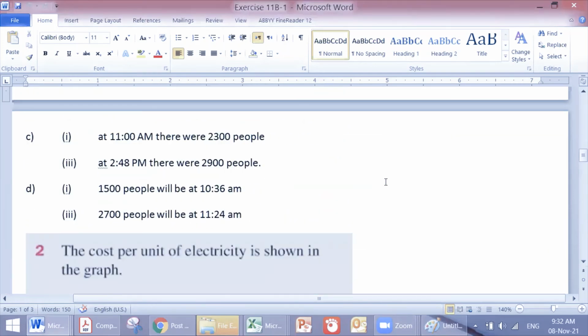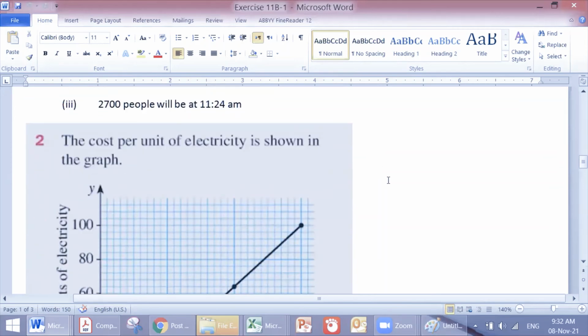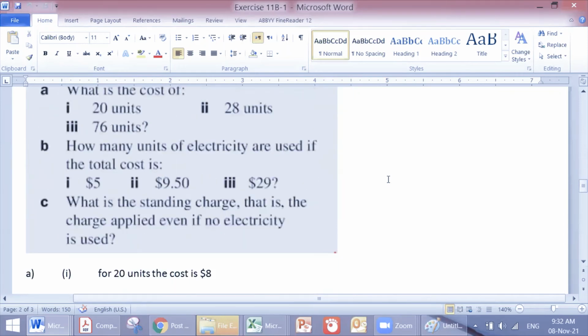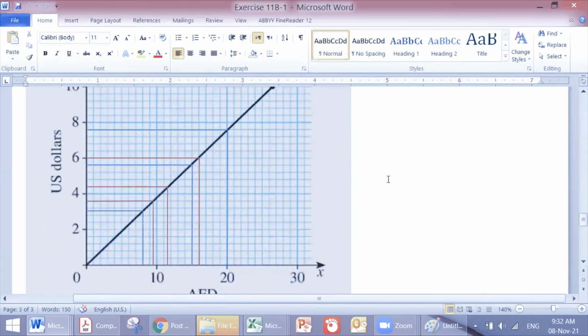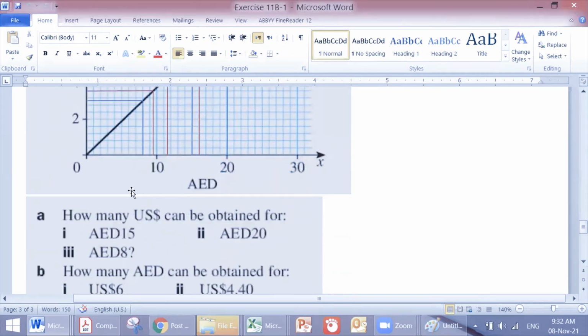I have done all these questions for you. And this one shows the cost per unit of electricity. And this one is a graph showing the number of US dollars. So this one is also very easy. You have to convert US dollars.